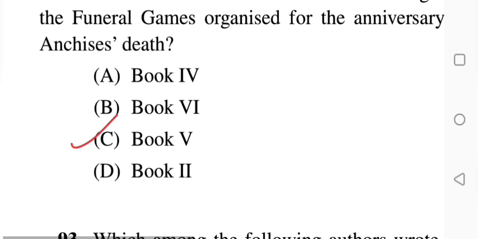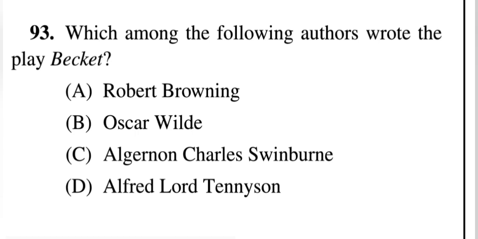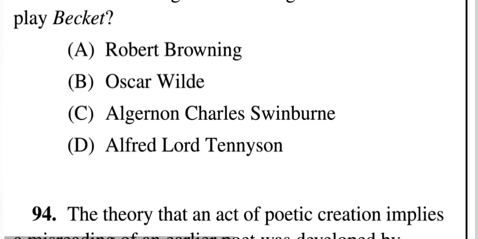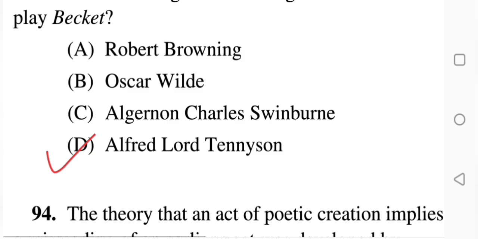Now, next it says, which among the following authors wrote the play Becket, B-E-C-K-E-T? Robert Browning, Oscar Wilde, Algernon Charles Swinburne, Alfred Lord Tennyson, 93. The correct answer will be Alfred Lord Tennyson. He has also written and composed so many poems you must read. And he has written this play called Becket.